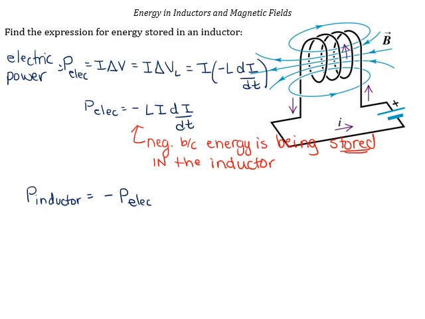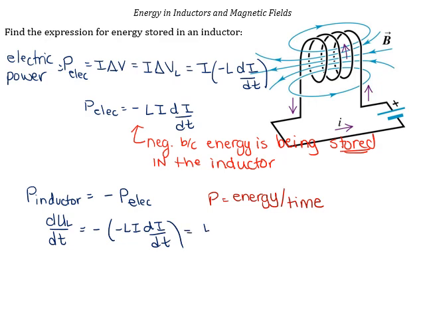Let's also remember that power is energy over time. I suppose change in energy over change in time, correctly. The kind of energy we have is potential energy. So the power of the inductor is the change in the potential energy of the inductor. We'll call that UL with respect to time. And that's equal to the negative of the power of the circuit, which we said was minus L times I times dI by dt. The minus times a minus gives us a plus.